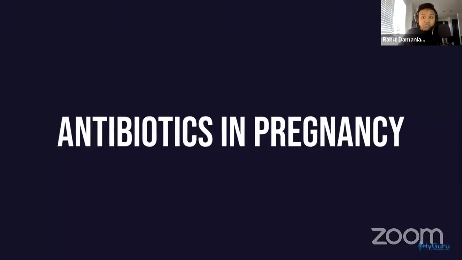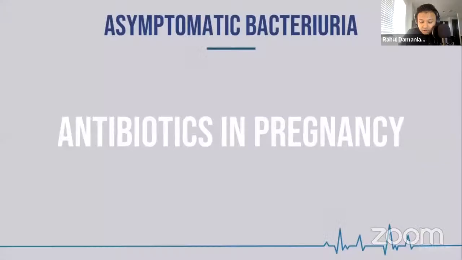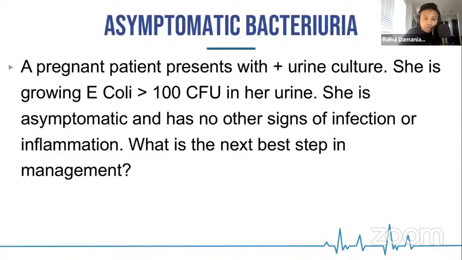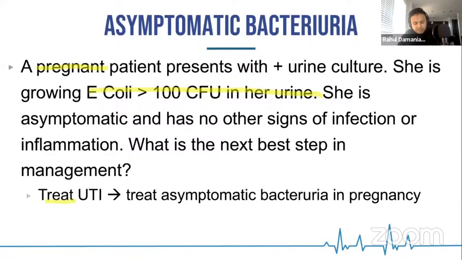Lastly, we'll talk about antibiotics in pregnancy. Remember that in patients who are pregnant and who have E. coli in their urine, you're always going to treat asymptomatic bacteriuria in pregnancy. And that's high yield for us to know, because asymptomatic bacteriuria in pregnancy needs to be treated so it doesn't ascend and it doesn't infect the baby.